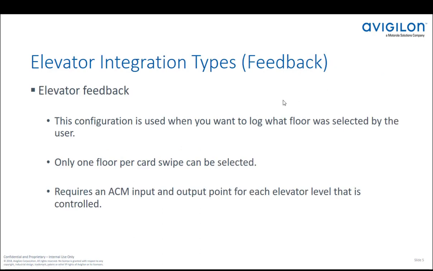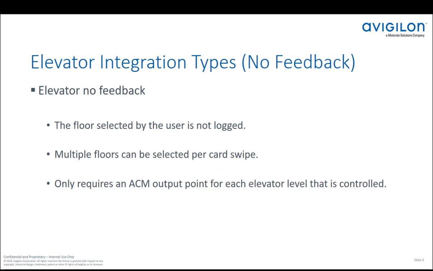I mentioned feedback previously. Feedback also is known as floor tracking, and when you use elevator feedback, this tells you which floor the actual user selected. With elevator no feedback, the user presents their card, they select whatever floor they're allowed or authorized to go to, and you don't know which floor they actually selected.